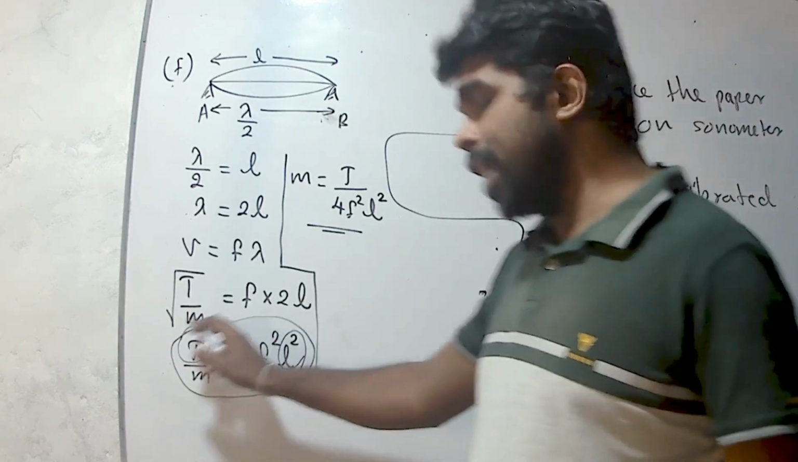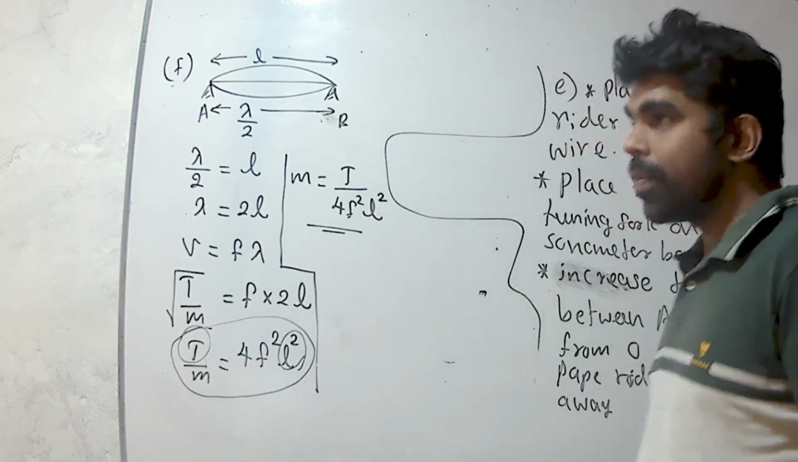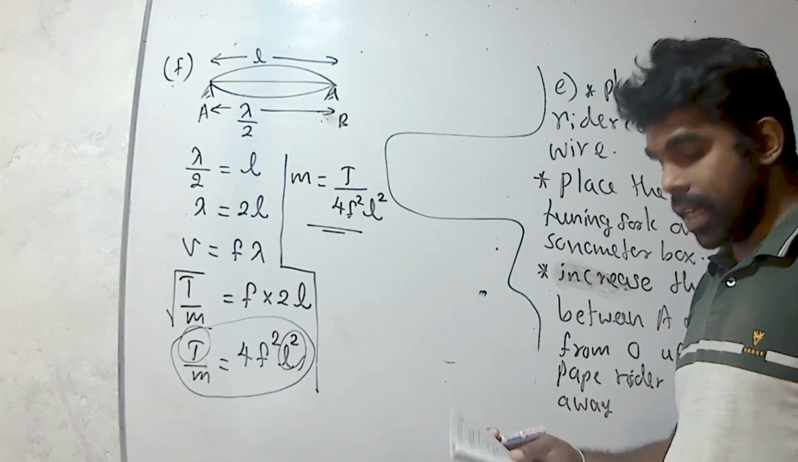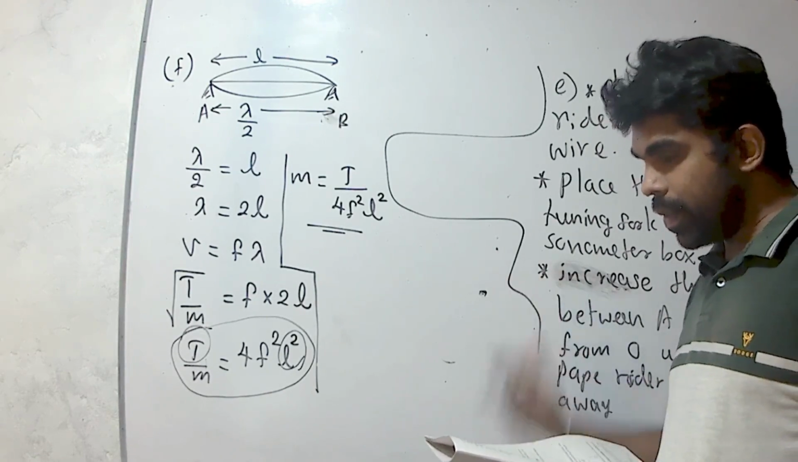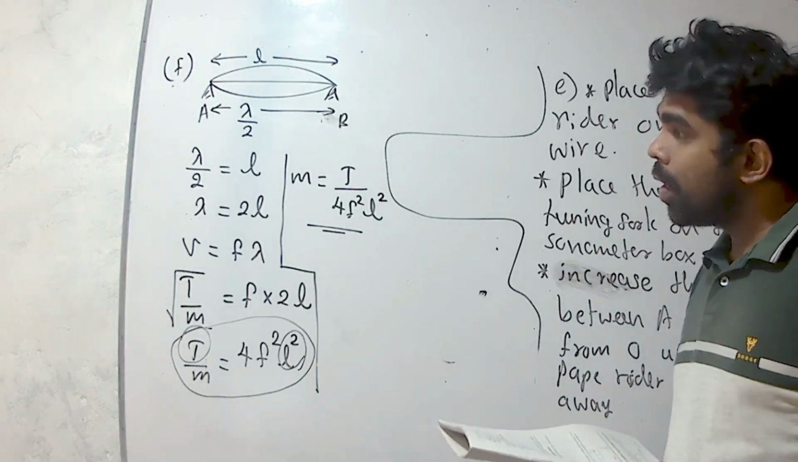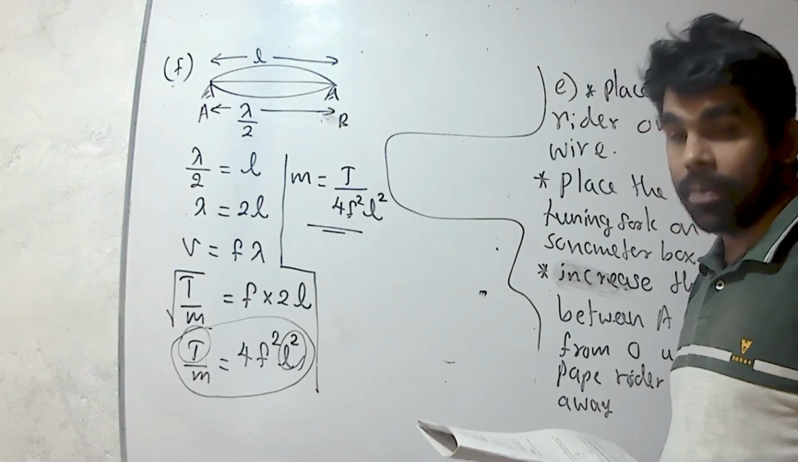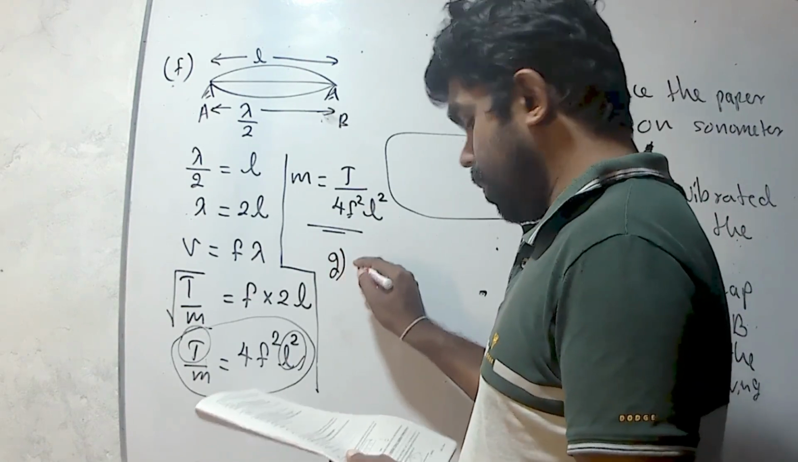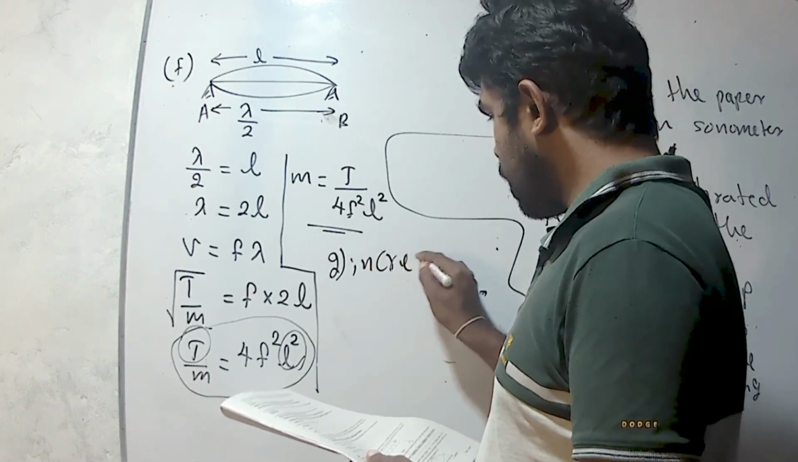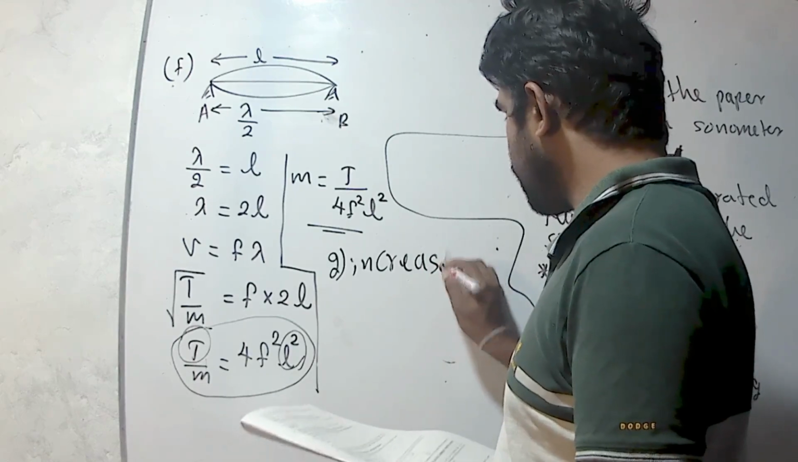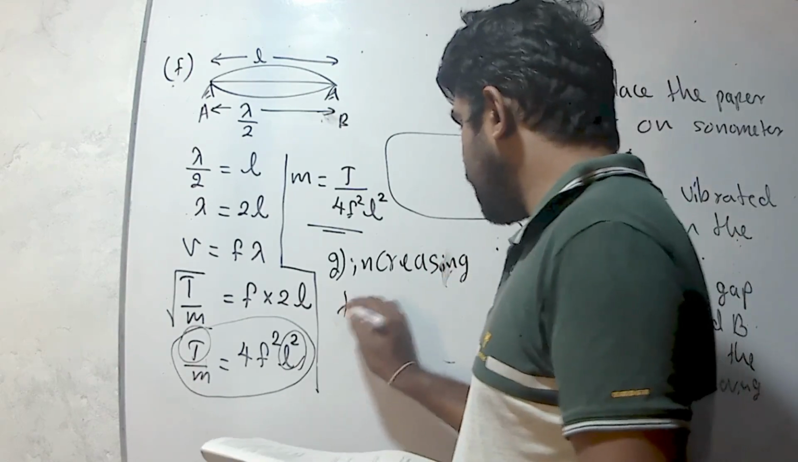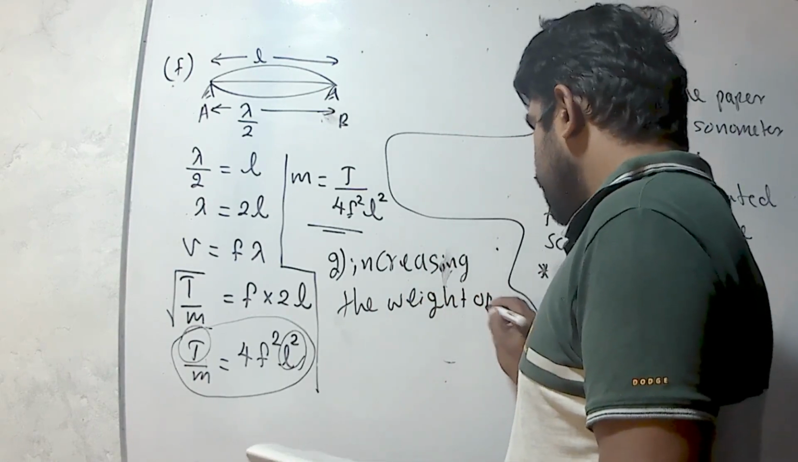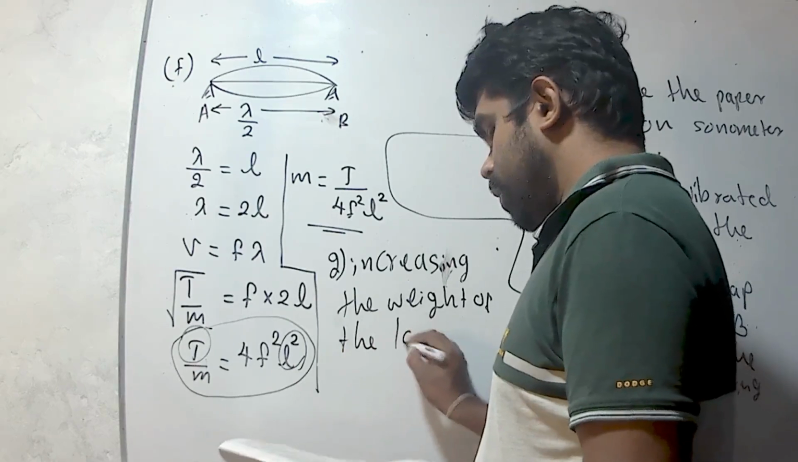To increase tension, we can use an additional mass. Then we can write: increasing the weight of the load.